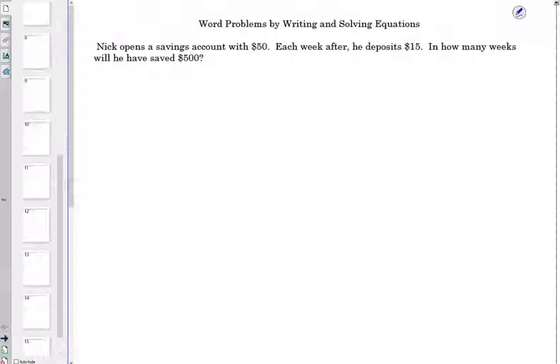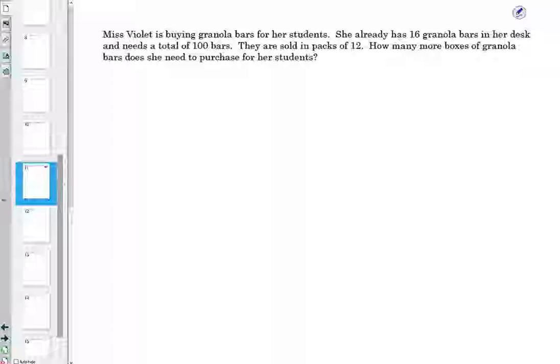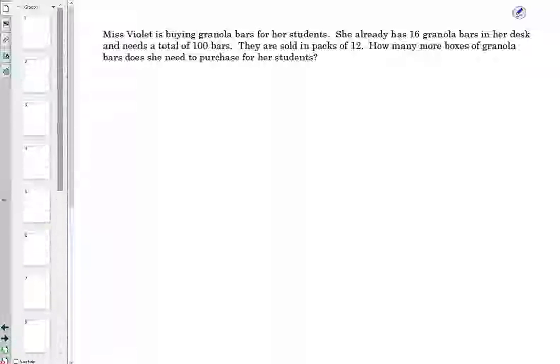So I'll do the first few of these, and then I'll throw it over to you, and I'll give you guys a couple minutes then to do each one, and then we'll go over it back and forth until we're not afraid of word problems anymore.